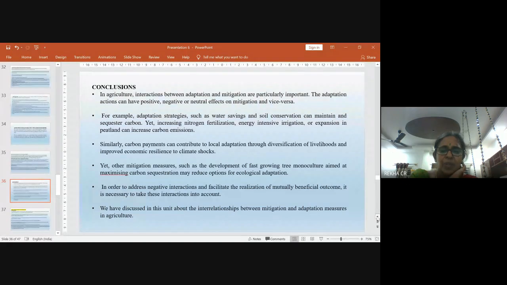And the development of fast-growing tree monoculture aims at maximizing the carbon sequestration, carbon reducing. It reduces the options for ecological adaptation. So in order to address the negative interactions and to facilitate the realization of mutually beneficial outcomes, it is necessary to take these interactions into account.